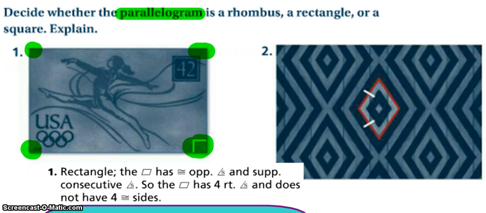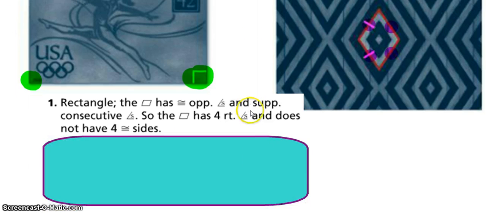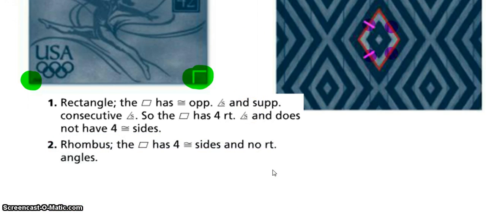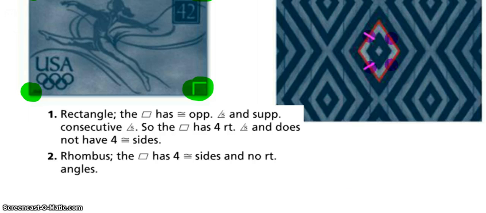When we look over at number 2, we're looking at one of the parts of the pattern in the shape. We see that two consecutive sides are congruent. And because I know it's a parallelogram, I know that opposite sides are congruent. So I know all four of these sides are congruent. When I have four sides congruent and no right angles, that means it is a rhombus.